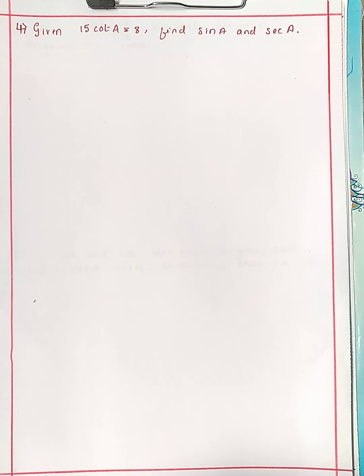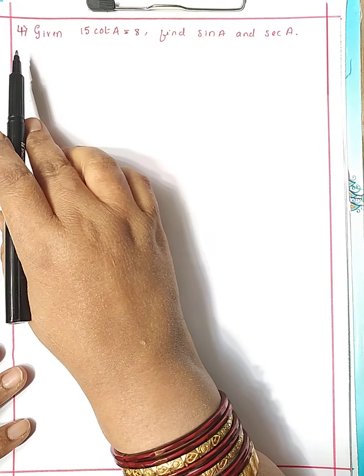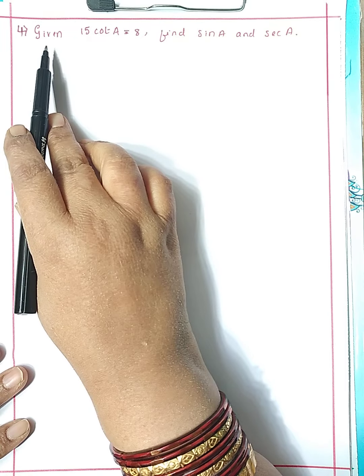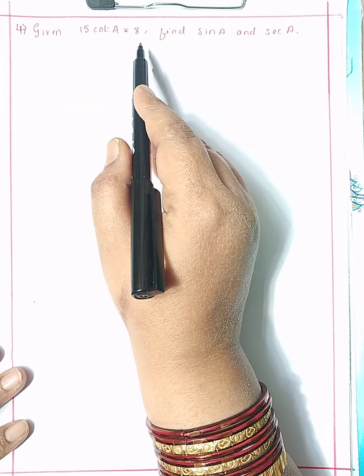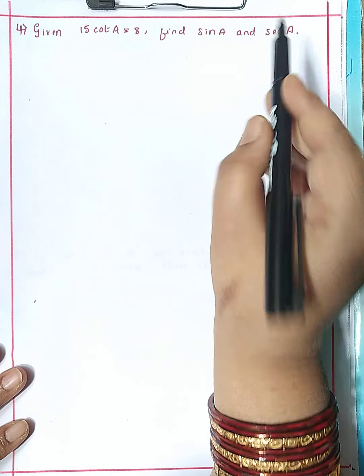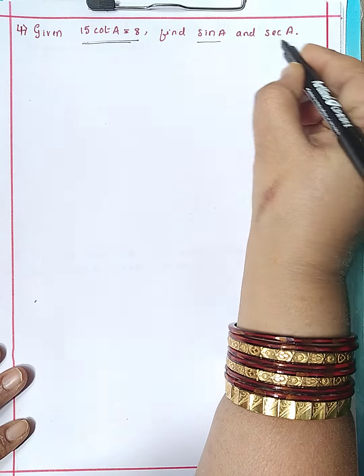In the previous video we solved three problems from the first exercise of Introduction to Trigonometry, and today we solve the remaining problems. The fourth problem in the textbook is: 15 cot A equal to 8, find sin A and sec A. So the given is 15 cot A equal to 8 and we have to find sin A and sec A.